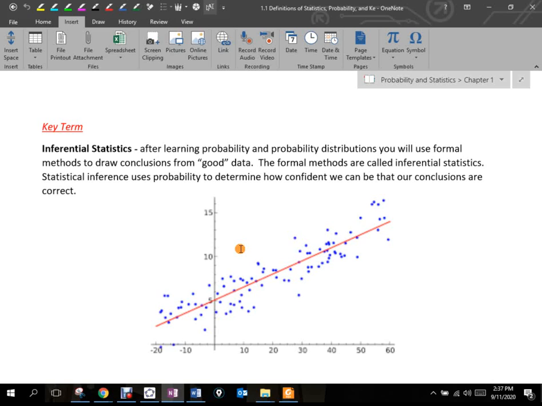Statistical inferences use probability to determine how confident we can be about our conclusions and whether they are correct. Have you ever heard of what a confidence test is? You might read something that says, I'm 95% confident that this is true. Those are called confidence tests, and they have to do with probability. And the less confident I am, obviously the more unreliable that data is, or the more unreliable the truth is that I'm trying to show. Does that make sense? But that's inferential statistics, and that's a big part of the class.